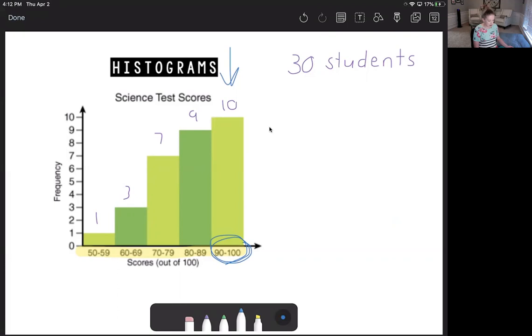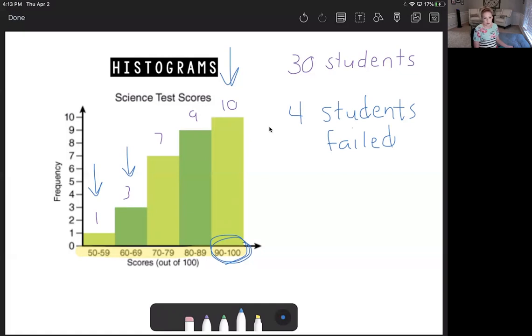Another thing that you might be asked is, for instance, on this one, how many students failed? Well, failing is anything below a 70. So I would have to look at this bar and this bar together. Since 3 students made a 60-something and 1 student made a 50-something, I put those together. That tells me 4 students failed. Okay, so there will be a question like that on your quiz. And I think that's the main thing that you'll need to know for histograms.